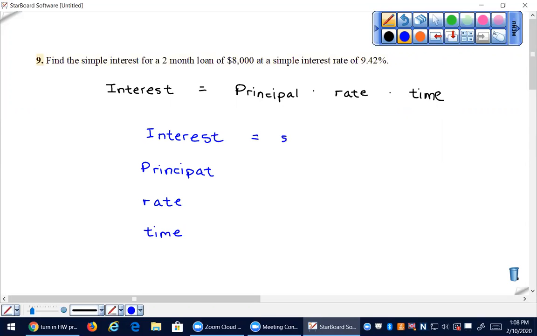So interest is what we're solving for. Oh, not, principal is 8,000. Sheila just did a great job with taking a 9.42% and making it 0.0942. Get that.